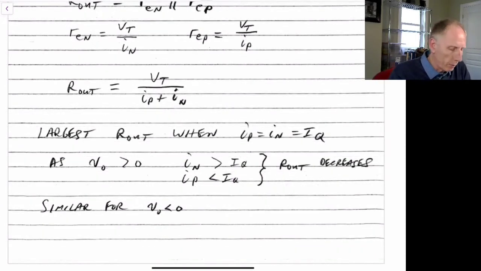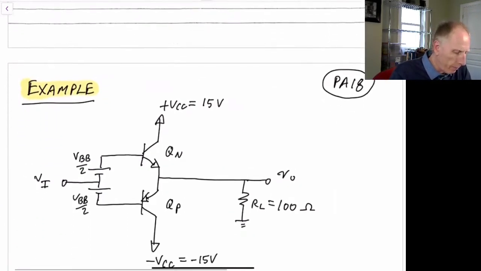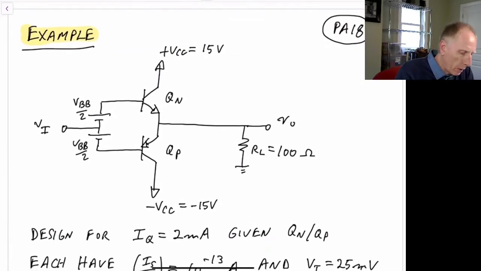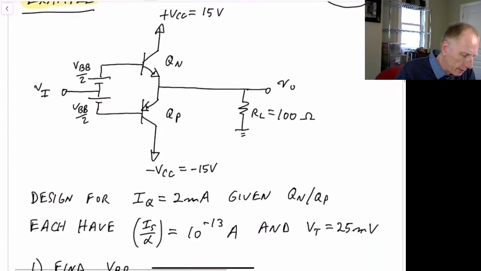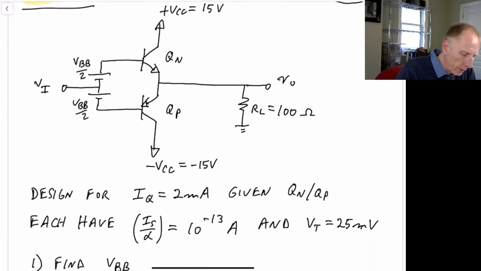So let's do an example for a Class AB power amplifier. In this example, we'll assume that our power supplies are plus 15 volts and minus 15 volts. We have VBB over 2 here and VBB over 2 here, as we normally have in our Class AB. We have the NPN transistor, the PNP transistor. Our load resistance will be 100 ohms. And we'd like to design this circuit. So we have a quiescent current of 2 milliamps.